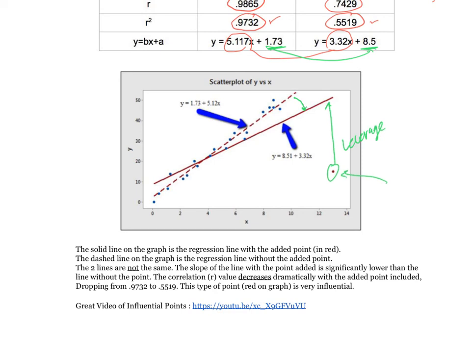And we should make sure that that point is really valid. Maybe someone typed in the wrong number, maybe somebody played a joke on us, or they lied on the survey. We'd really want to make sure that that point's a valid point. Okay. So anyway, that red point is very influential.